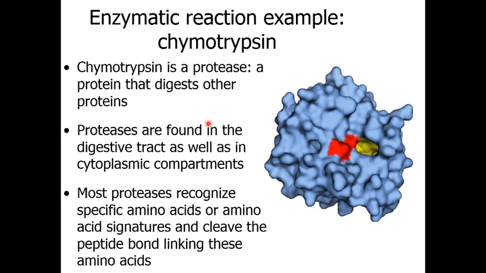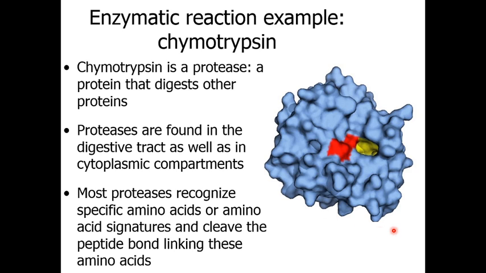Most proteases recognize specific amino acids or amino acid signatures and cleave the peptide bonds linking these amino acids. If you remember, we looked at some proteases in chapter 3, and among those proteases, some of them happen to be peptidases.